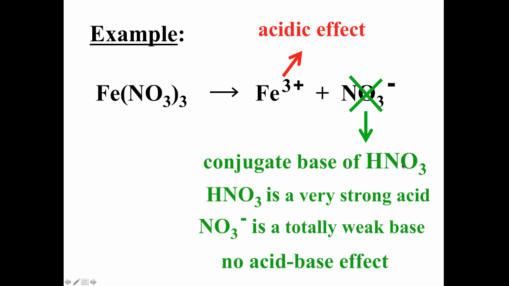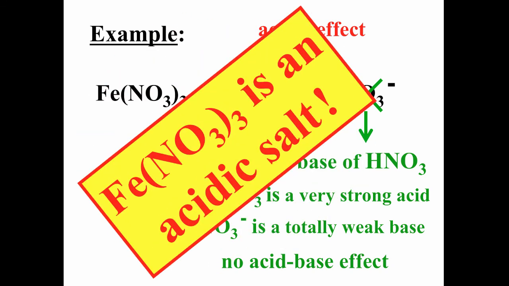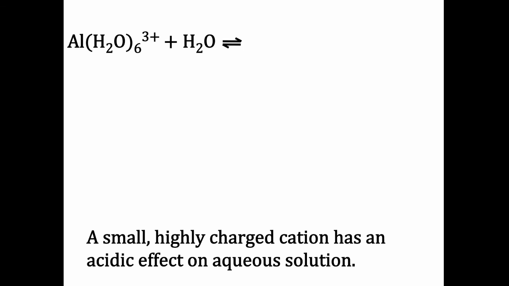And why is this? Because we just talked about Na plus and K plus as not having an acidic effect. So here's a summary of why we can ignore NO3 minus as a base. It's the conjugate base of HNO3. HNO3 is a very strong acid, so NO3 minus is a really, really bad base, not going to accept hydrogen ion at all, so no acid-base effect from that. But iron nitrate is an acidic salt, so it's got to be coming from the Fe3 plus. So what's going on there? And what's going on there we'll demonstrate by example of something very similar.